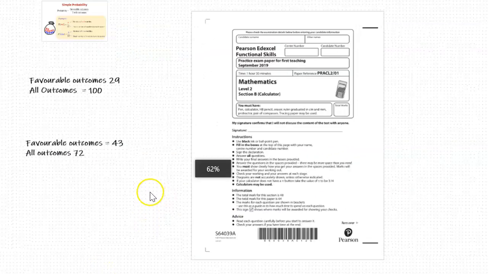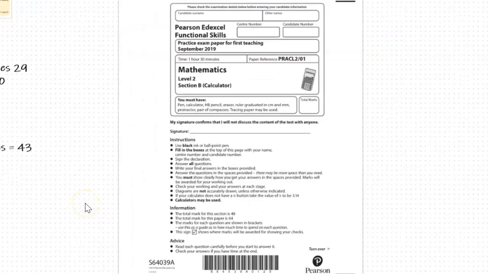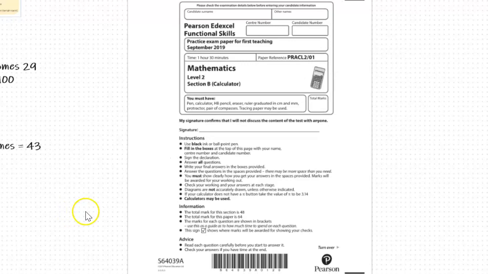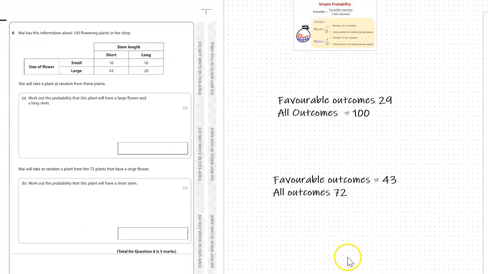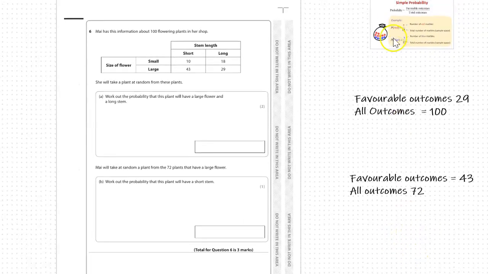Hello, this is a tutor explanation for the Functional Skills Level 2 Reformed Calculator paper, with the paper reference PRAC L2/01. Okay, let's go to the question. So this is question 6.